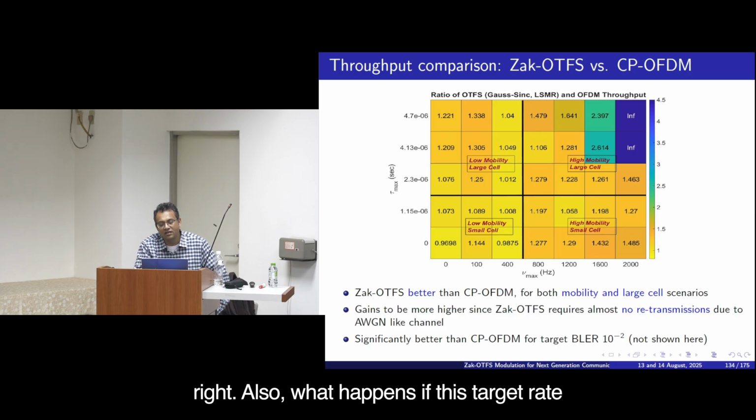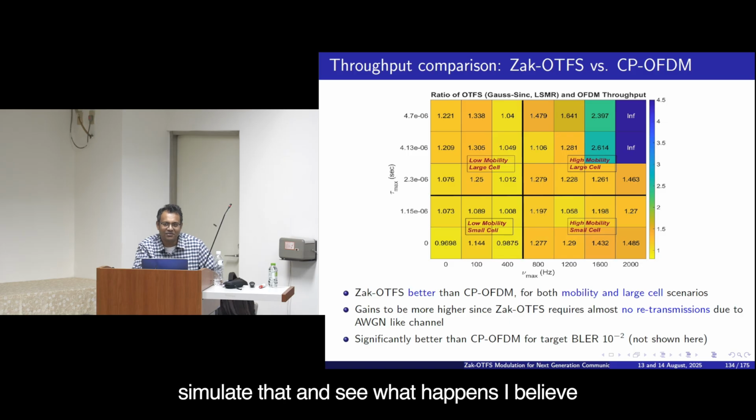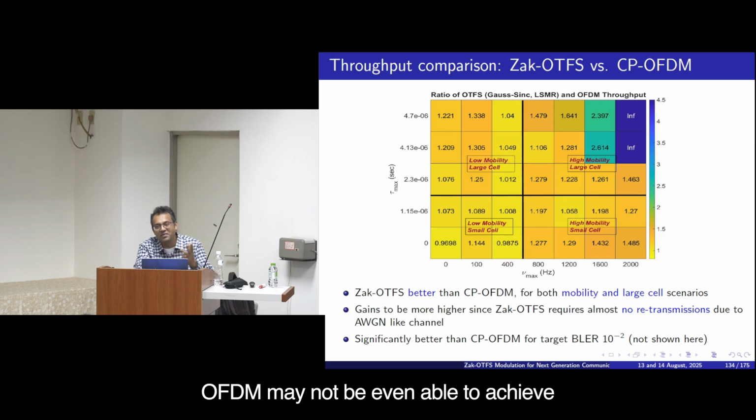Also, what happens if this target rate is not 10 power minus 1 but 10 power minus 2? We have to simulate that and see what happens. I believe these numbers will become even higher, because OFDM may sometimes not even be able to achieve 10 power minus 2.